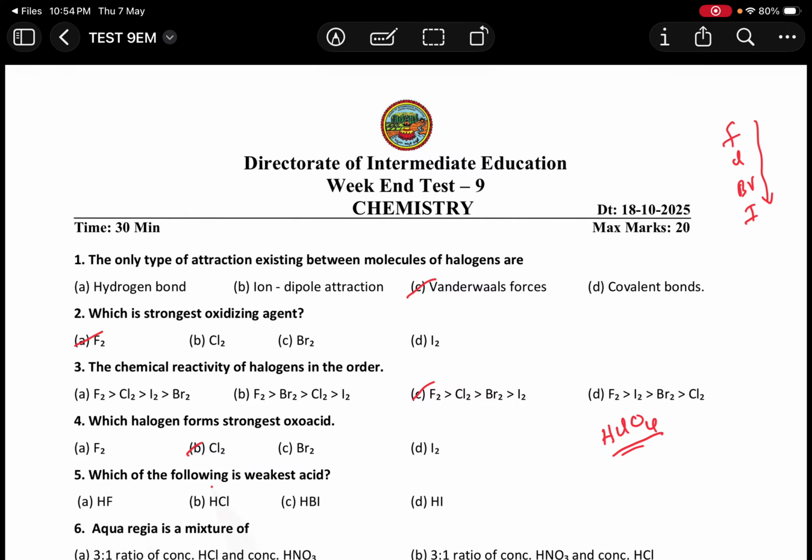Next, fifth one. Which of the following is the weakest acid? In the case of hydrogen halides, HF, HCl, HBr, HI, the acidic strength increases from top to bottom. So the weakest acid is HF.